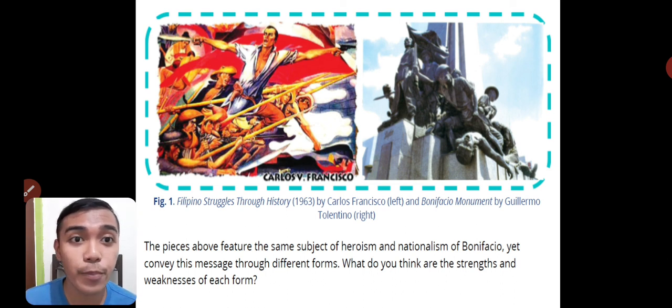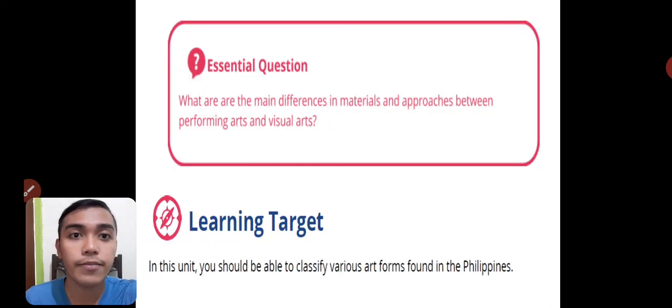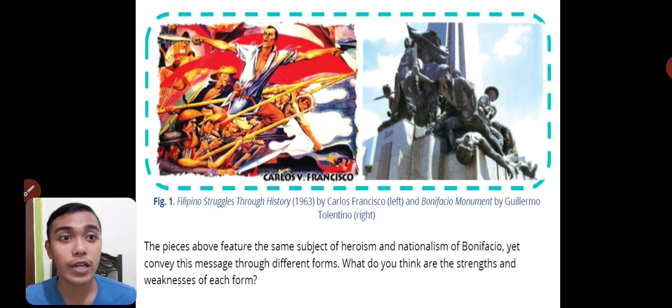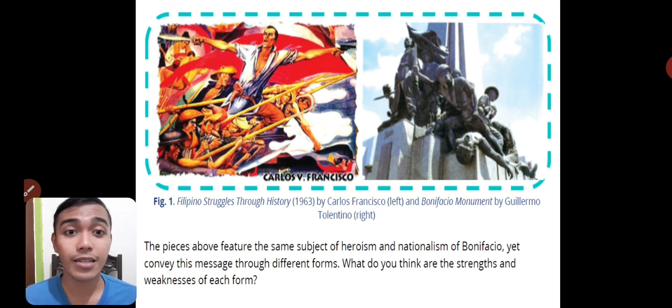In the first picture, we have Filipino Struggles Through History, 1960, by Carlos Francisco. The other one is by Guillermo Tolentino. The one by Carlos Francisco is a painting, and the one by Guillermo Tolentino is actually a sculpture. So, what do you think are the strengths and weaknesses in each form?